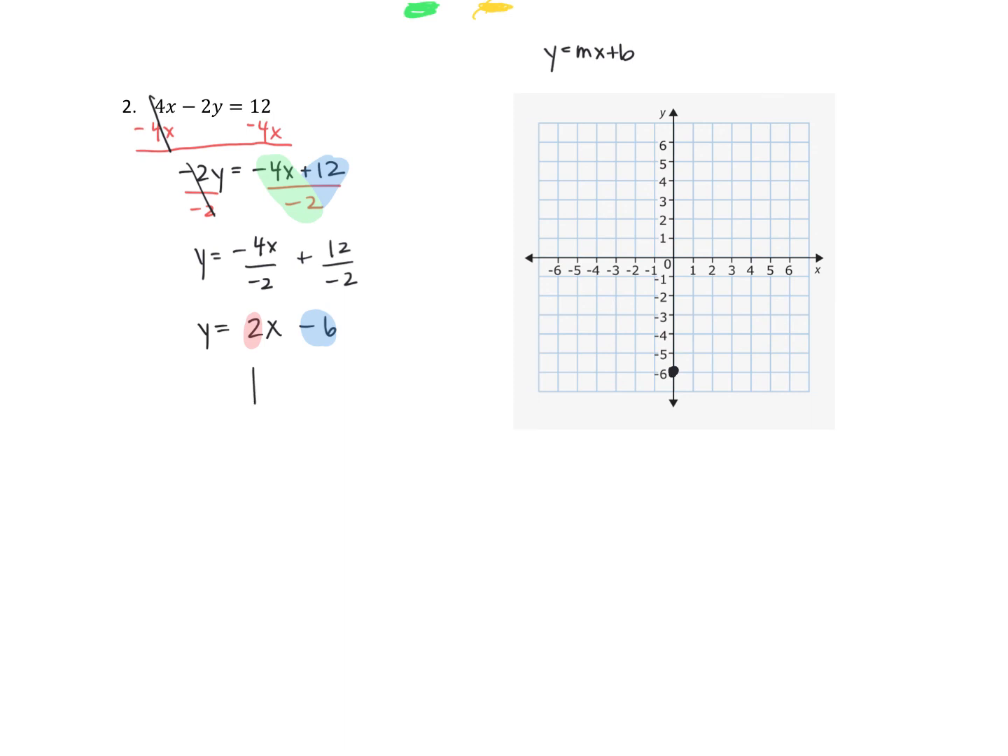And then the slope is 2, which is 2 over 1. I highly encourage you to write it as a fraction so that you remember rise over run. So you're moving up 2, right 1. And you can keep going up 2, right 1. Just keep doing that as long as you'd like, and then connect all the dots to get a nice straight line. And that's how you graph using the slope-intercept form of a line.